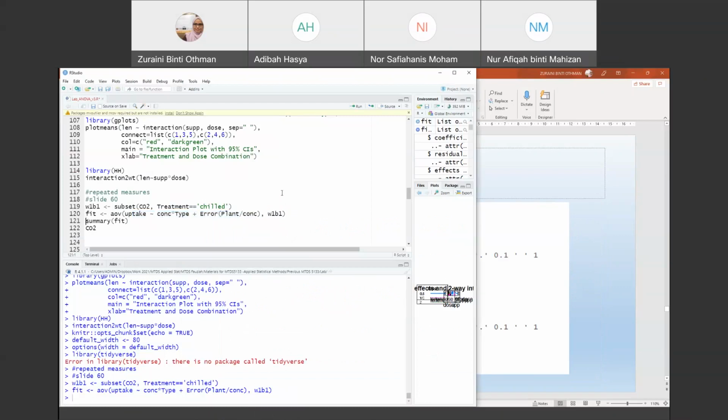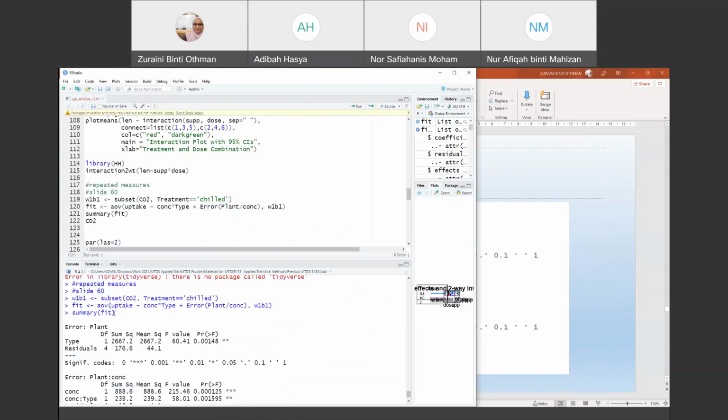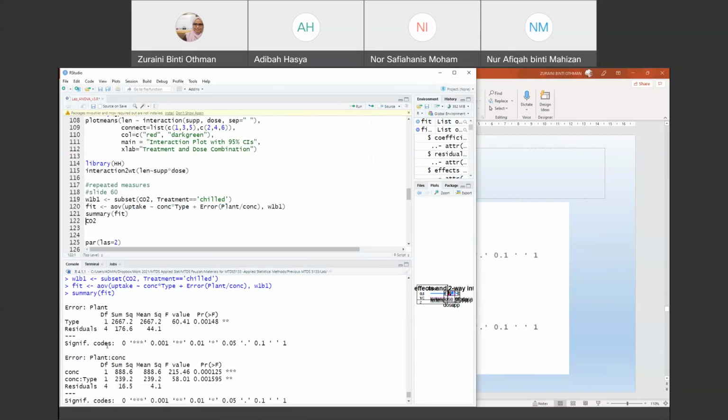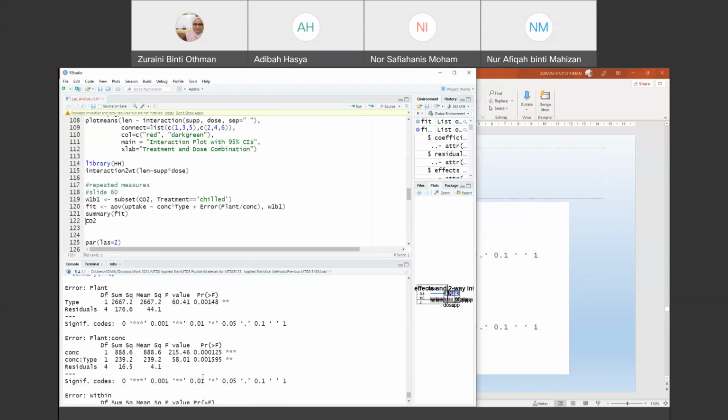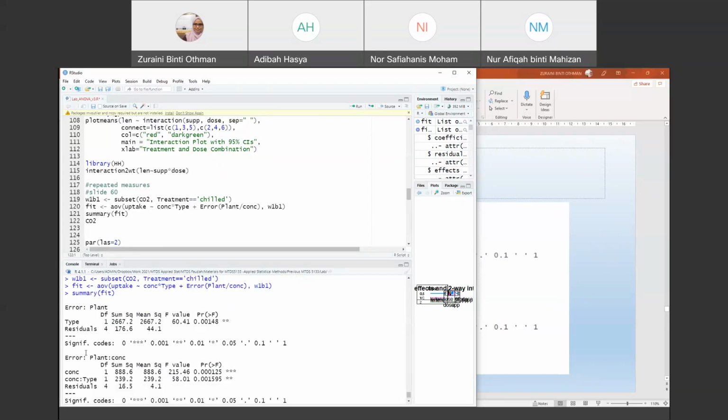And this is the summary of the fit just now. Okay, apa yang dia beritahu kat kita? Error, plant. Okay, that's it. Dan kita nampak it is significant for type. And this is concentration, and it is also significant. And concentration in relation with type, 0.001. And within, okay, so what does this table mean?